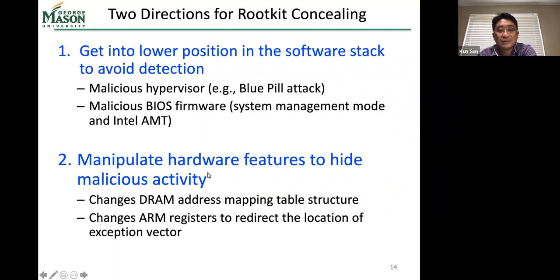Another direction is that a number of works manipulate some hardware features to hide malicious activity, so that you cannot find it. They have found unique ways. For example, they change the DRAM address mapping table structure, or change some ARM registers to redirect the location of exception vectors. There are a number of different ways.